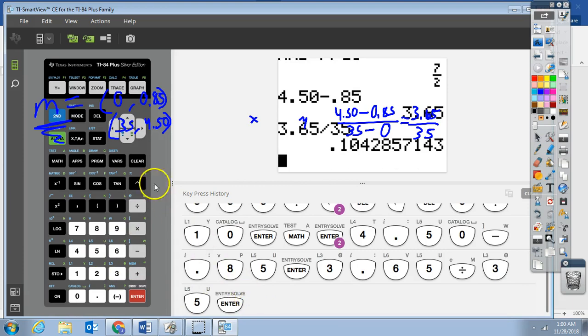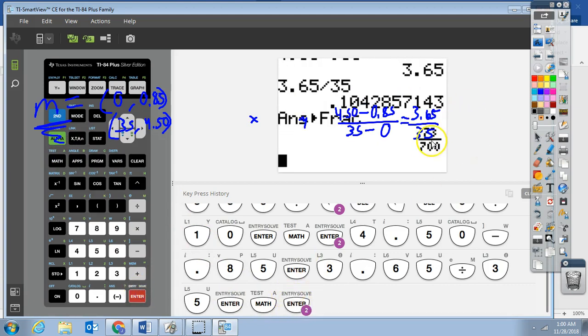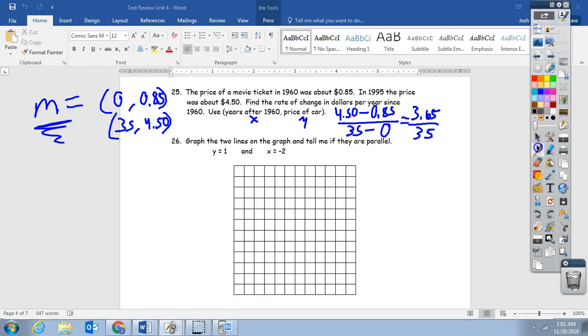0.10. Now if I needed rise over run, I'd hit math, enter, enter. But that's ugly. That's 73 over 700. I don't need that rise over run because I'm talking about movie ticket price per year. Decimal is more appropriate on this one, and it's 0.10, which is 10 cents per year. So approximately 10 cents per year. If you don't put your units, yes, you're partially wrong still.